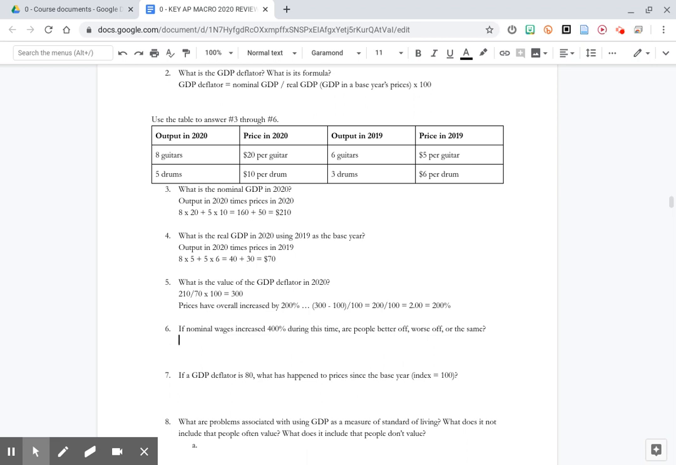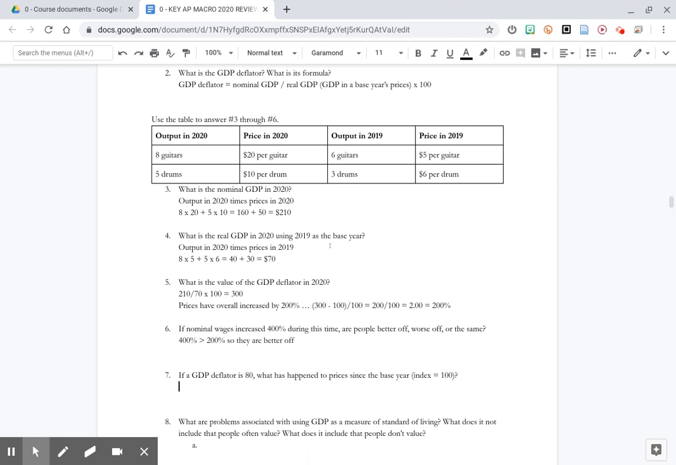Now, question 6 says if nominal wages have gone up 400%, are people better off, worse off, or the same? And what we do here is we compare the nominal wage to the price change. We'd say 400%, their wages went up by that much, that's bigger than 200%, so they are better off.